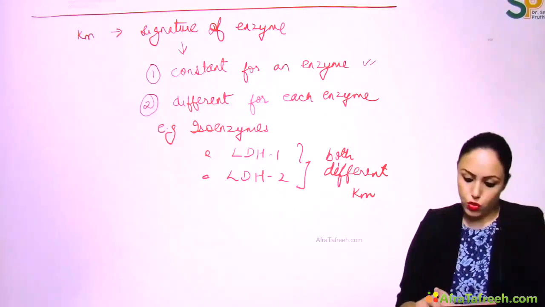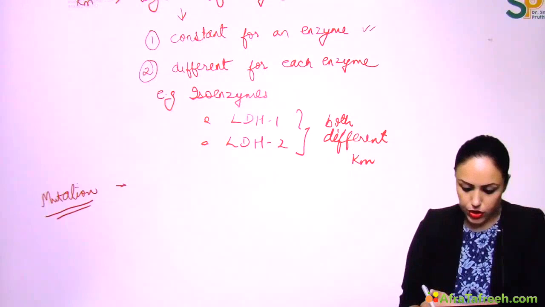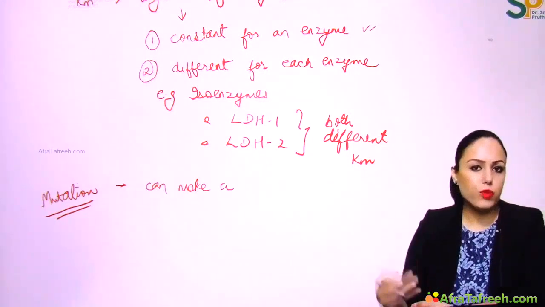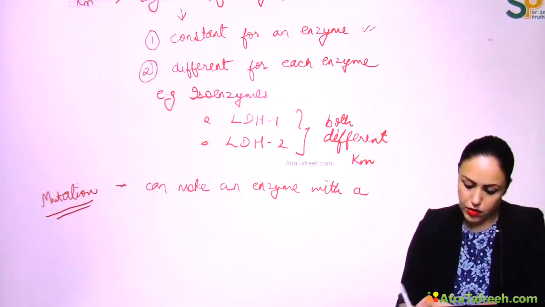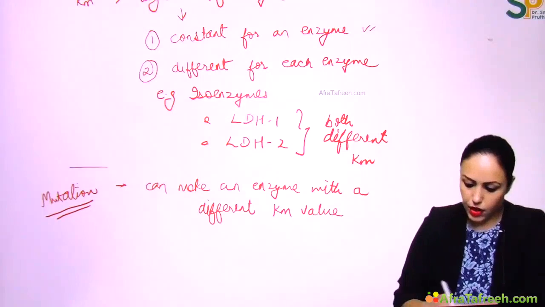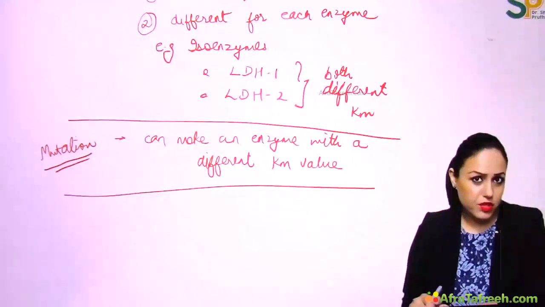Okay, also mutation can make an enzyme with a different Km value. Even mutation can make a different mutated enzyme with a different Km value, right? So I can say that Km can be used to compare enzymes. Okay.